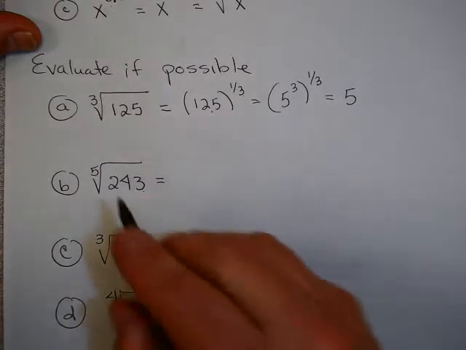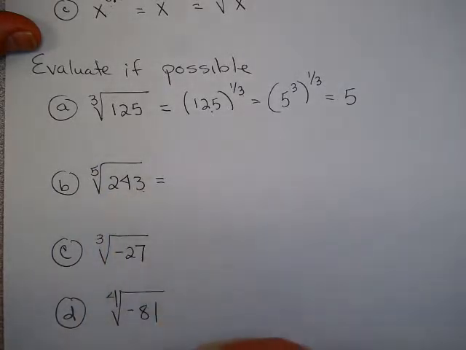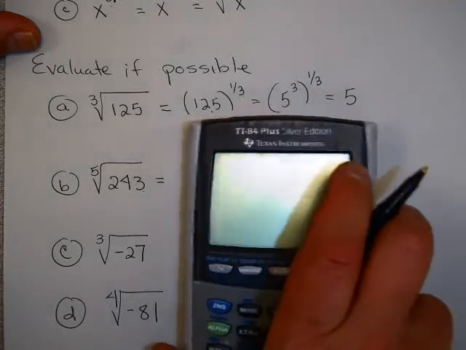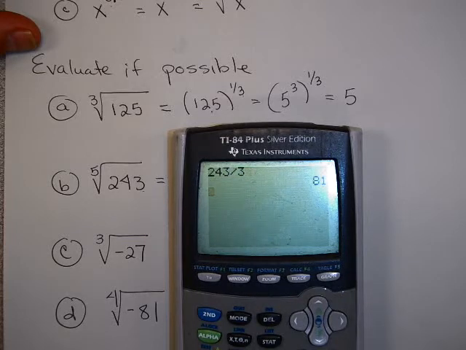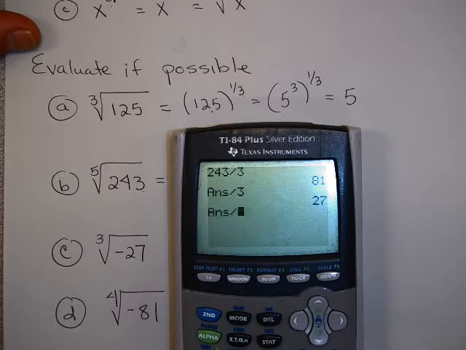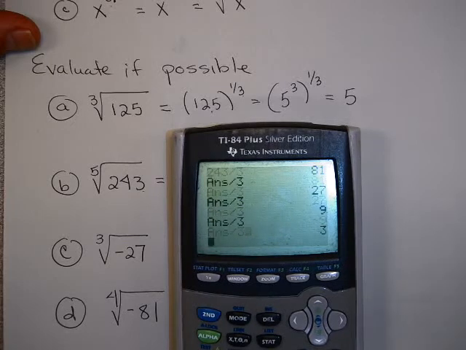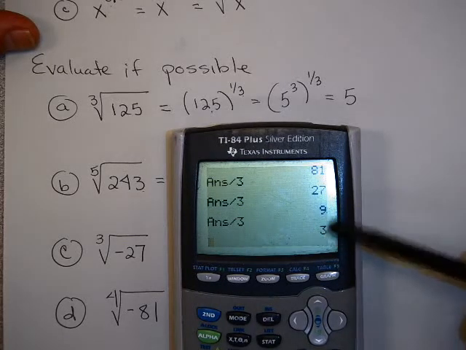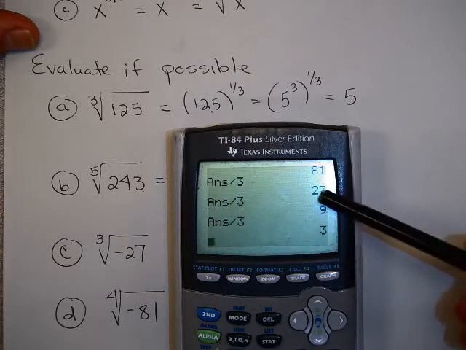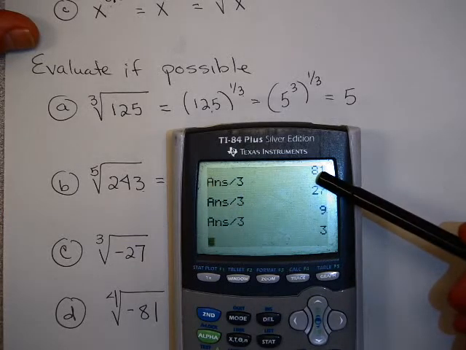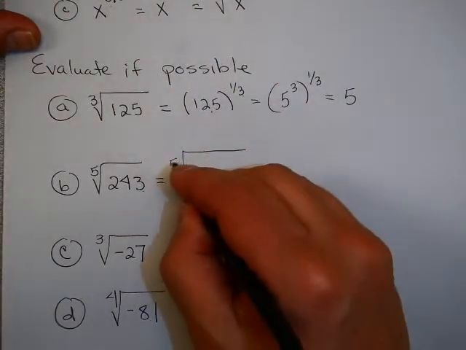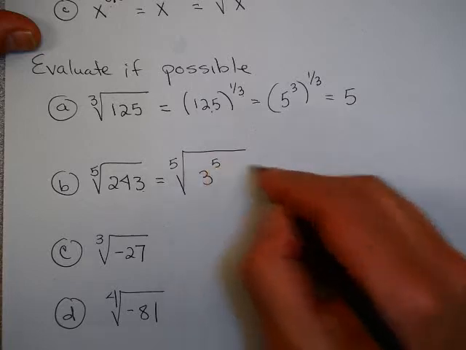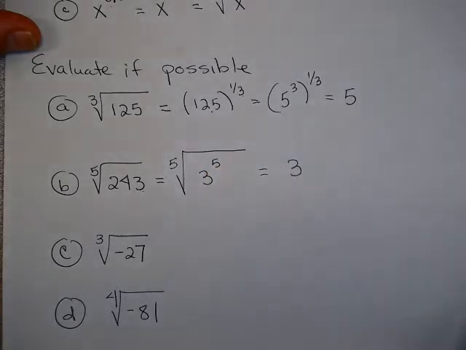243, the fifth root of 243. Let's see if 243 is equal to the fifth root of something. Well, I'm going to take my calculator out, and I'm going to try that. 243 divided by 3 is 81. Divided by 3 is 27. Divided by 3 is 9. Divided by 3 is 3. So 3 times 3 is 9. Times 3 is 27. Times 3 is 81. Times 3 is 243. So I can see that this is the fifth root of 3 to the fifth. So that answer has to be 3.